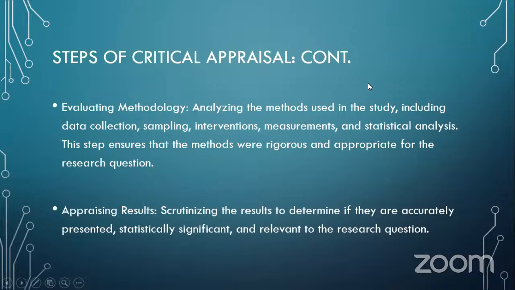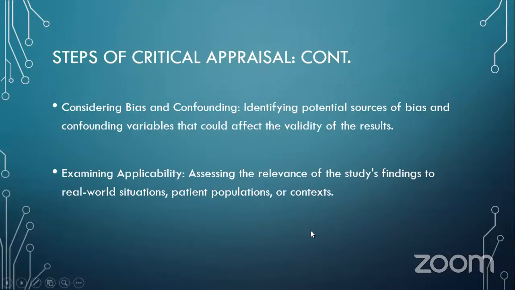Then another step is evaluating methodology, analyzing the methods used in the studies, including data collection, sampling, interventions, measurement, and statistical analysis. This step ensures that the methods are rigorous and appropriate for the research question. Then appraising the results to determine if they are accurately presented, statistically significant, and relevant to the research question. Considering bias and confounding, identifying potential sources of bias and confounding variables that could affect the validity of the results. Examining the applicability of the study or the paper, assessing the relevance of the study findings to real-world situations, patient population, and context.